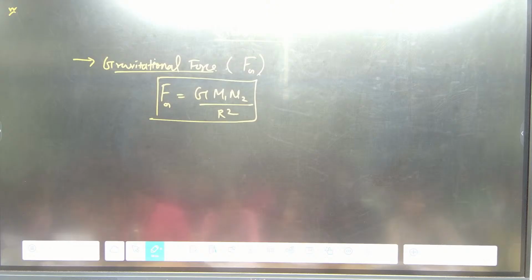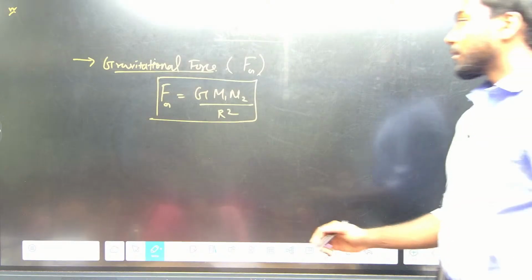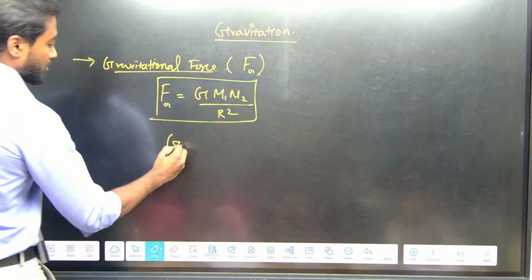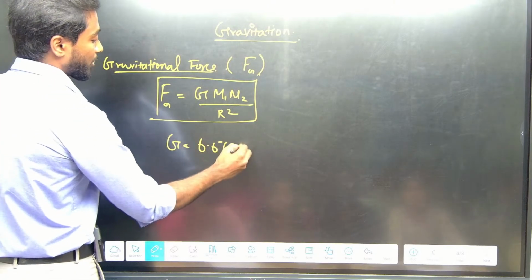Write down, G is equal to the gravitational constant, and the value of G is 6.67 into 10 power minus 11.